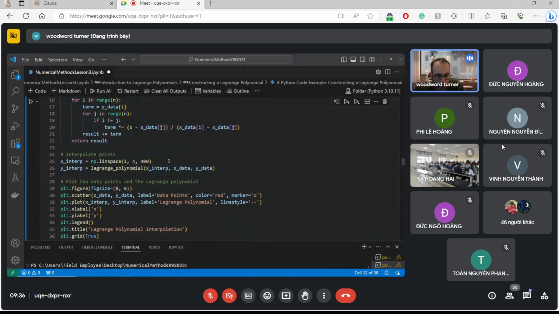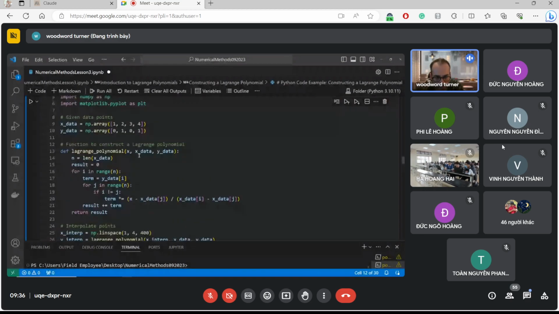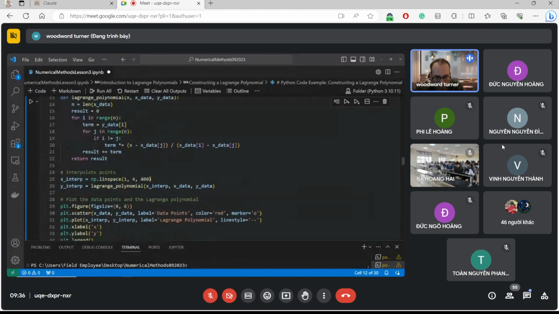Okay, and the same idea, in this case, I'm gonna go between 1 and 4 because our x data was between 1 and 4, right? I'm gonna pick 400 points between 1 and 4. That'll be the points that I choose for my variable x, and then I'm gonna put those into the function as inputs, right? So x interp, x data, y data, that's what my function takes. And I'm going to go ahead and plot that as well.